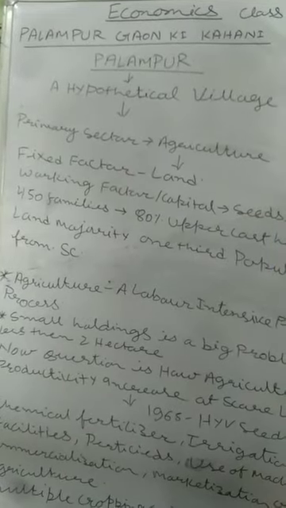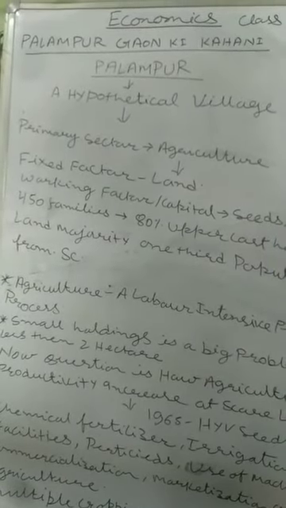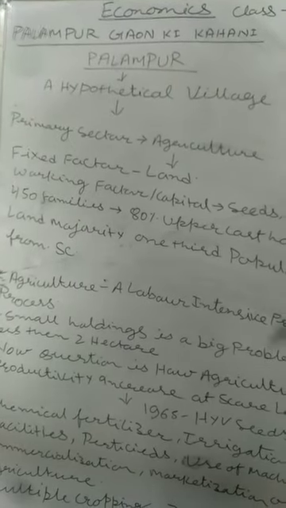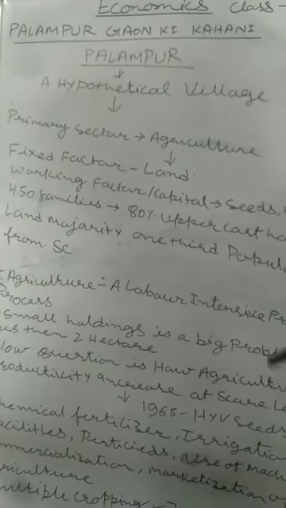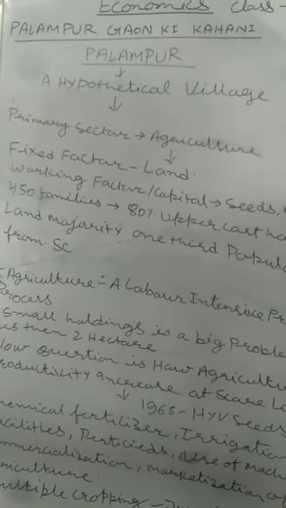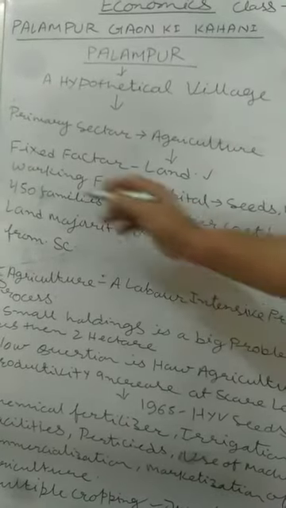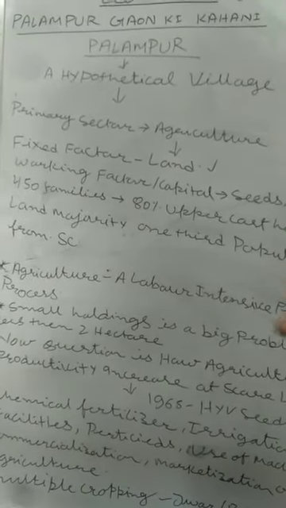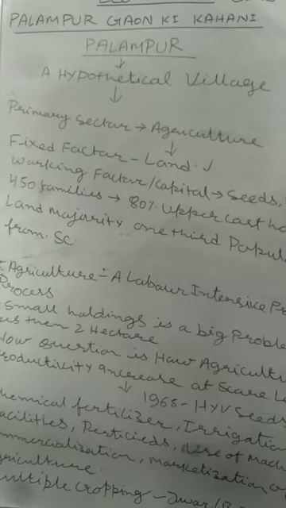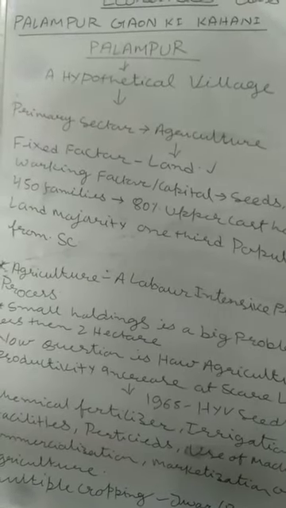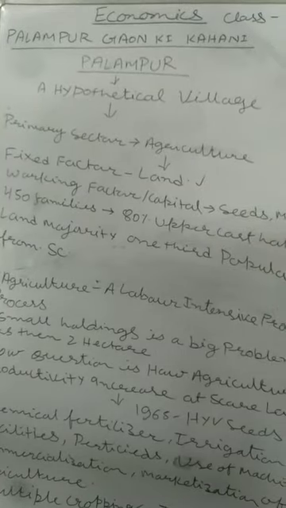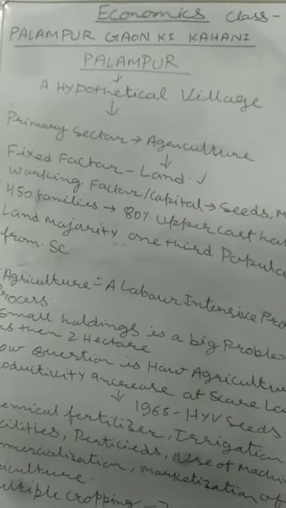Fixed factors, as I defined previously, are those factors which cannot be changed or do not vary with the variation in production, like land. Working factors or variable factors are those factors which change or vary with the variation in production, like seeds, machines, etc.